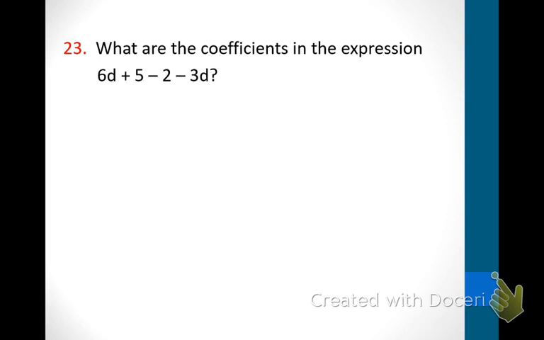Going on to the next one, Alexis. What are the coefficients in the expression 6d plus 5 minus 2 minus 3d? Help me to understand what I should underline and circle. Good job. Thank you for remembering to underline the negative that came before the term. Okay, positive 5 and negative 2. Remind me again, what is a coefficient? The number part of a variable term. So you're looking for the variable term, and then you're only going to tell me the number part. What is it, Alexis? 6 and negative 3 is correct.